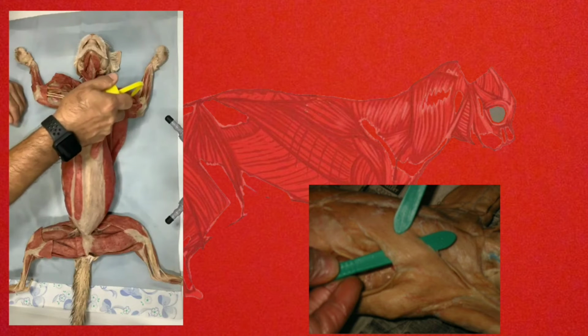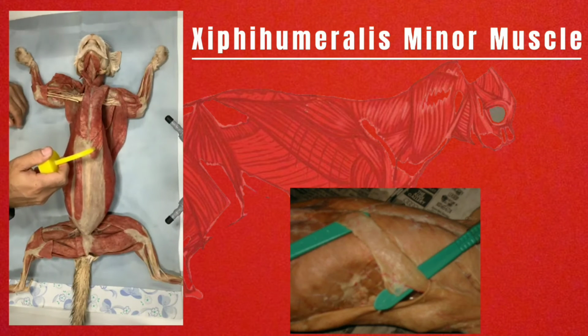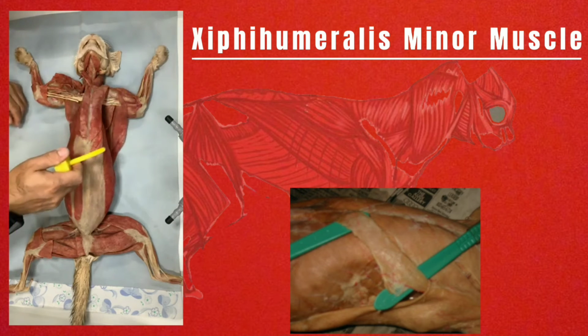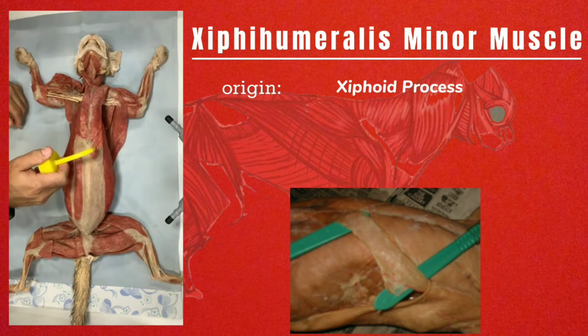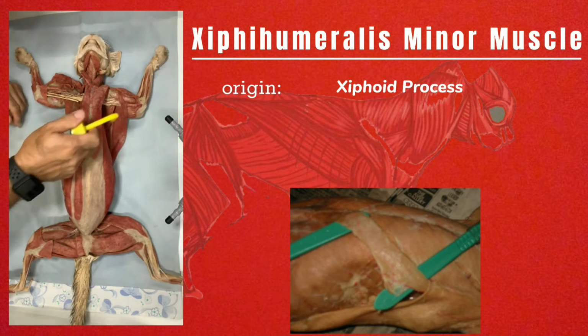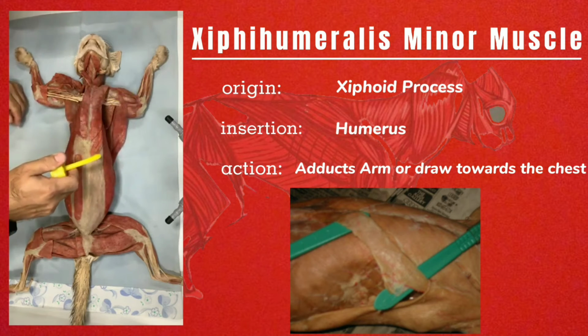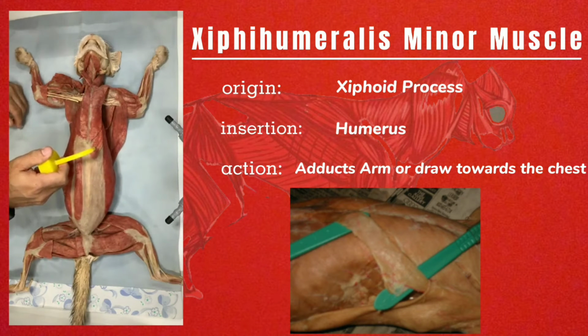And for the 4th chest muscle, we have xiphihumeralis. Xiphihumeralis muscle is only applicable for cats. Its origin is in the xiphoid process and its insertion is in the humerus, where it adducts the arms or draws the arms towards the chest for action.